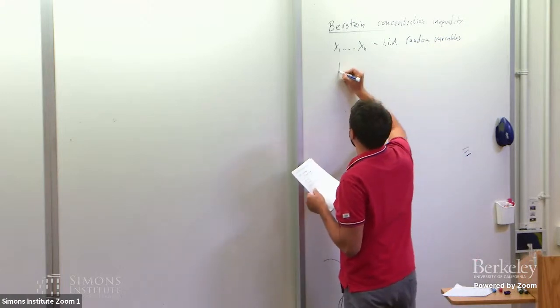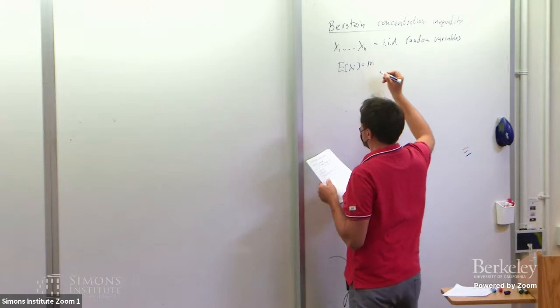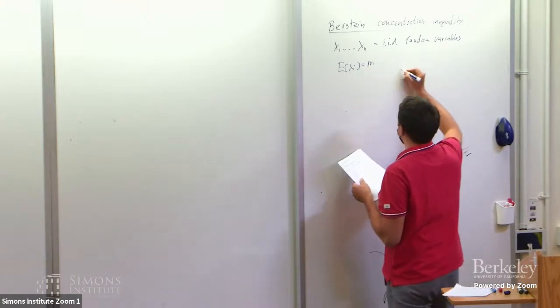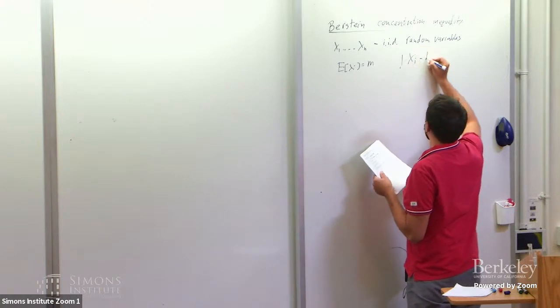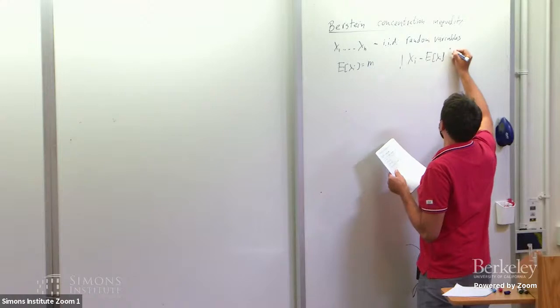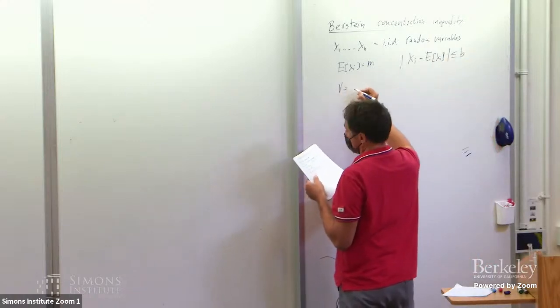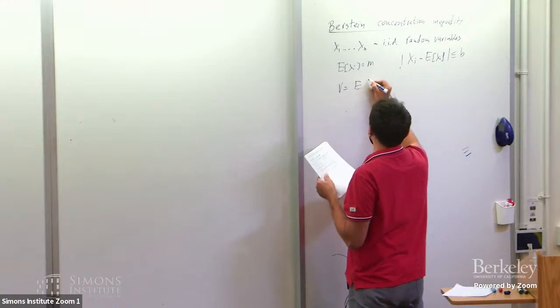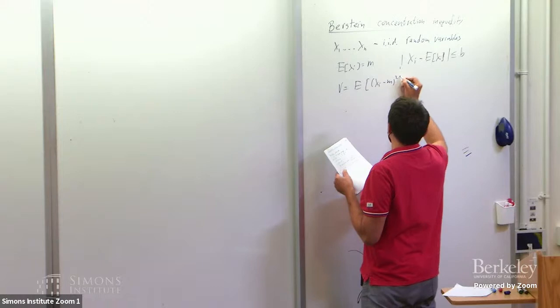Okay, we have that they have finite expectation, right? So, and for mean, right? And they are also bounded, something like L infinity, right? So their distance to expectation is less or equal than some finite number B. And let's say V is the variance, right? So this is the expectation of xi minus m squared, right?